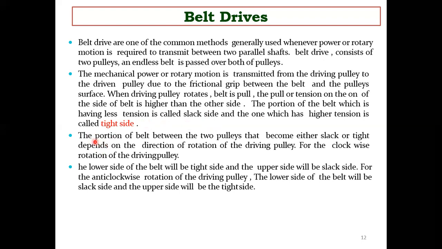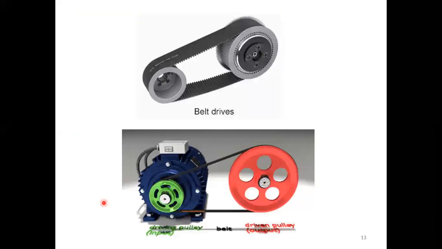This portion of the belt between two pulleys becomes either slack or tight, depending on the direction of rotation of the driving pulley. For clockwise rotation of the driving pulley, the lower side of the belt will be the tight side and the upper side will be the slack side. For anti-clockwise rotation of the driving pulley, the lower side of the belt will be the slack side and the upper side will be the tight side. So these are the belt drive basic concepts. This is an example of a belt drive. This is input. This is output.